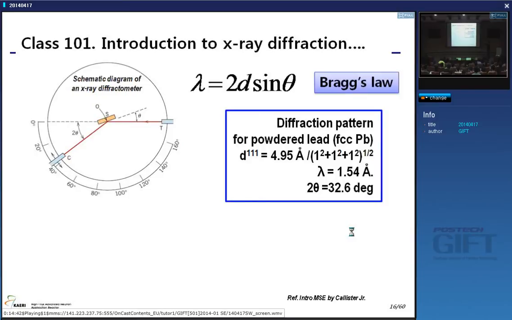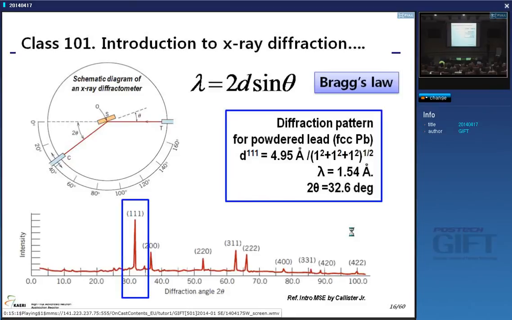So for example, if we have a lead powder where we know the lattice parameter, and the 111 spacing, we can calculate this spacing, and with the wavelength, you can calculate the scattering angle, okay, about 32 degrees somewhere here. So the 111 plane diffraction peak happens at 32 degrees. When you use this wavelength of beam, whether X-ray or neutron, it doesn't matter, or even synchrotron, okay? Only when it satisfies Bragg's law does a diffraction peak happen, okay?